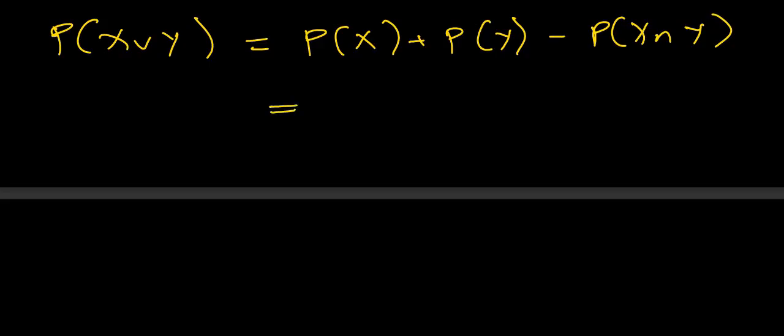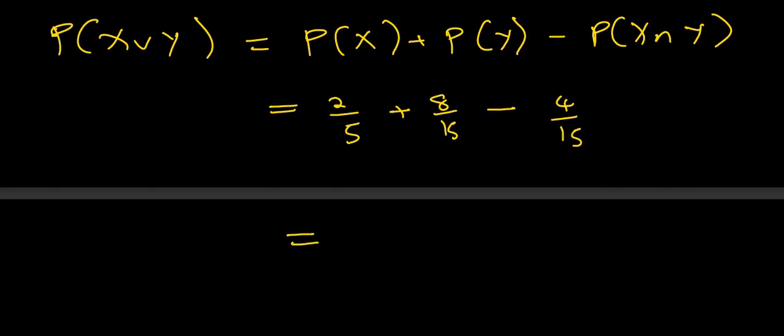So we need the probability of x, which is already given in the problem, which is 2 over 5. Then we need plus the probability of y. We got it, which was what? Probability of y, was it 8 over 15? So the probability of the intersection, we got it. It was 4 over 15.